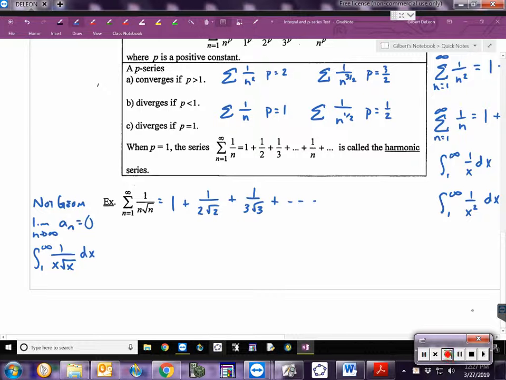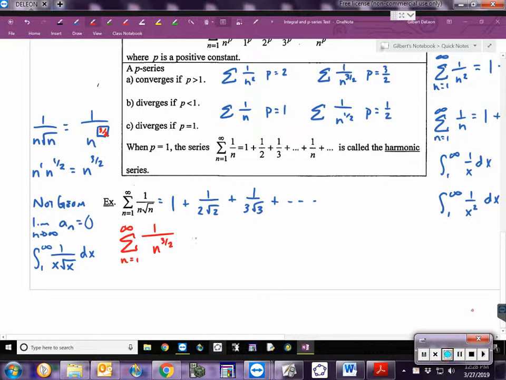Maybe this doesn't look like a p-series, but then we want to answer the question, can I rewrite this 1 over n square root of n as 1 over n to some exponent? And n is n to the first, square root of n is n to the 1/2. So then n to the first times n to the 1/2 is the same thing as n to the 3/2. So then that exponent we could write as a 3/2 power. So we could write this series as 1 over n to the 3/2.